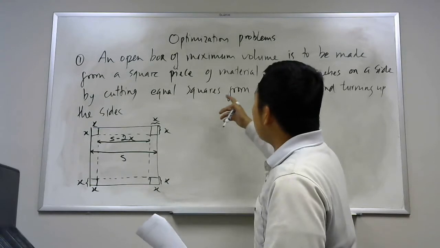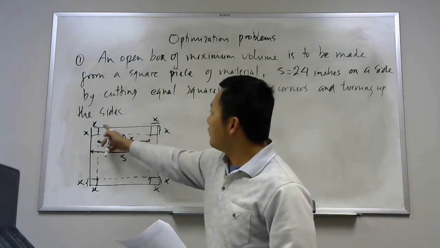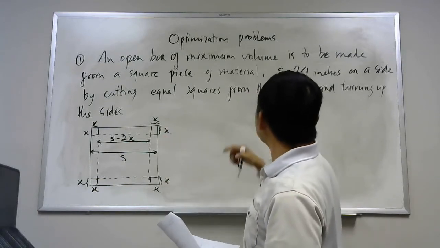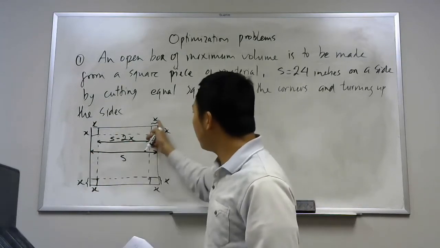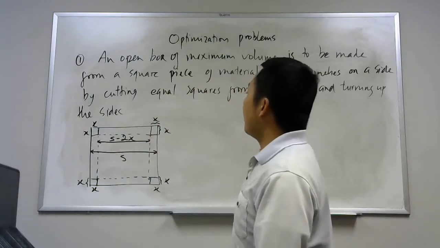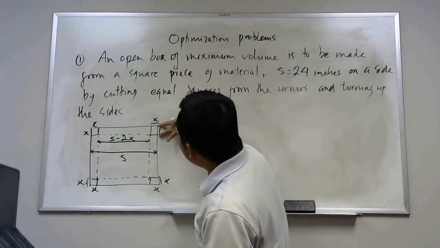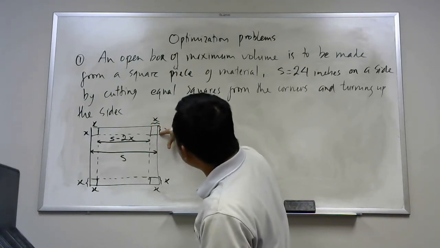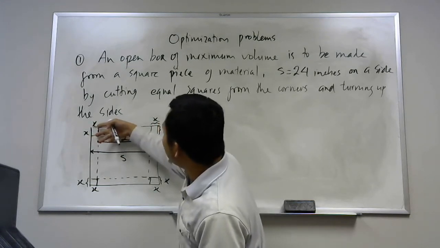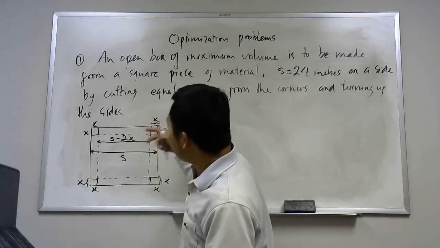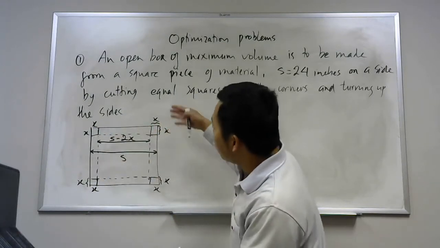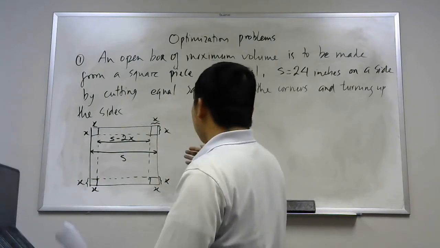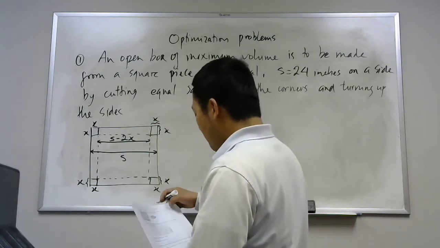We have some square piece of material, and the side of this piece is s equal to 24. Since this is square, we have 24, 24, 24, 24. And then now we will cut off corners in here. Suppose the side of this is just x. So we cut 4 corners, just 4 squares from 4 corners, and then we turn them up. We turn them up, we get a box. So the box looks like this.